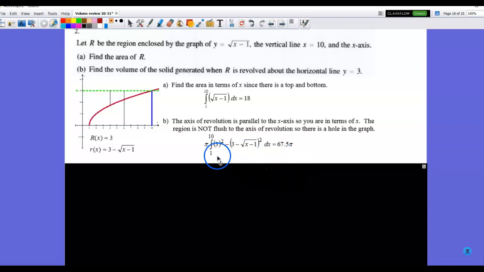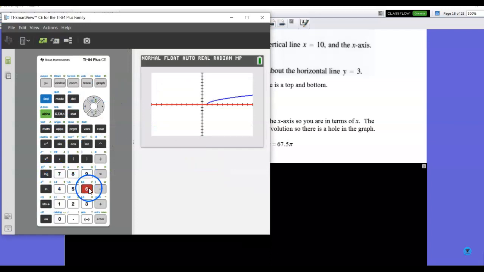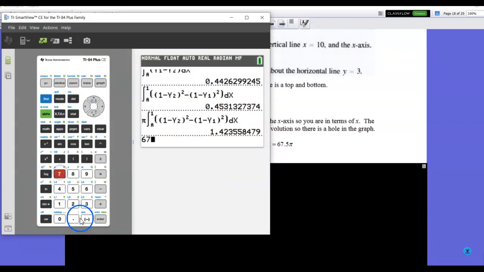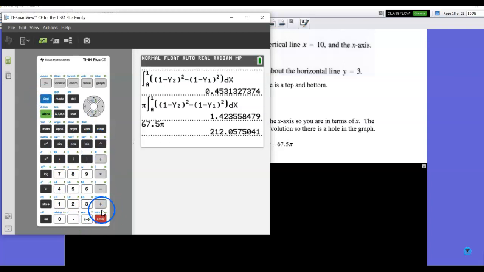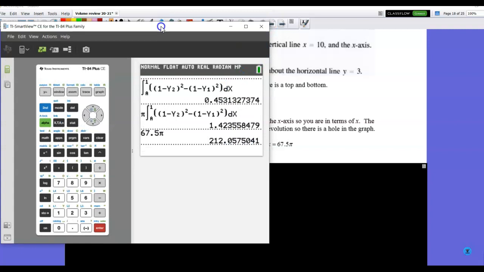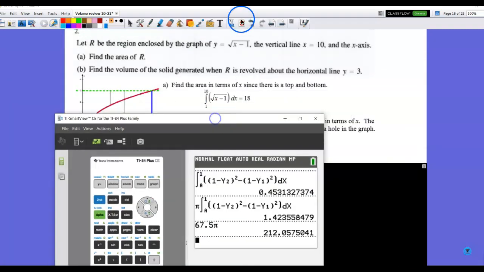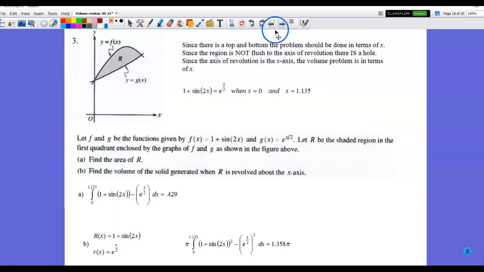When you're putting this in your calculator, be very careful that you put parentheses where they go. So definitely put this in your calculator, make sure you get the right answer, and it's 67.5 pi, which is the same thing as 212.057058 or 057. Either answer would suffice there. That's number 2. Let's finish it up with number 3.